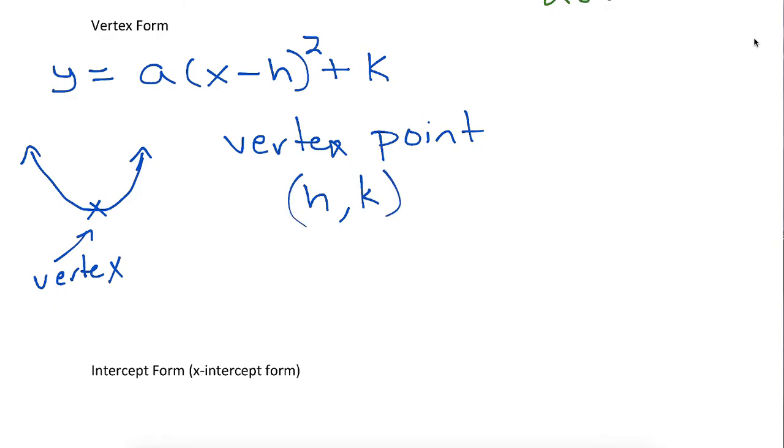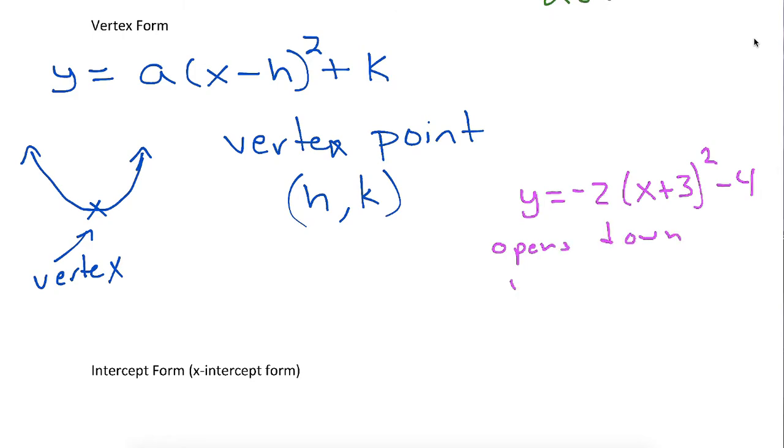Now, the only thing you need to be careful with is if I give you an example and I say y equals negative 2(x plus 3) squared minus 4. You know that this opens down. And the vertex, notice that it's plus 3, so the vertex x-value is negative 3, and it's minus 4, so the y-value is negative 4. You just have to be careful with the value inside the parentheses for that x value.